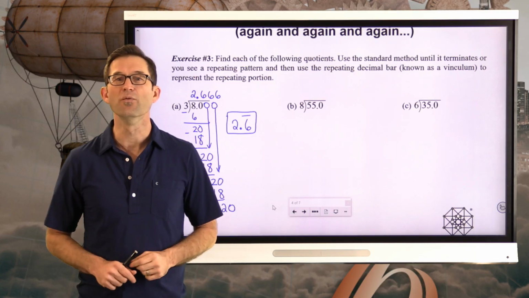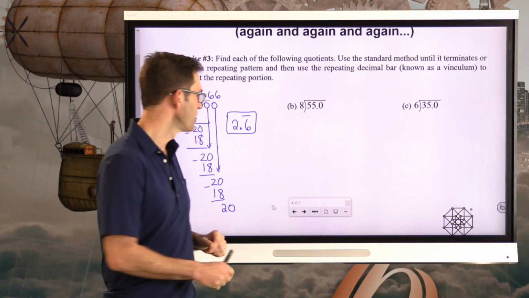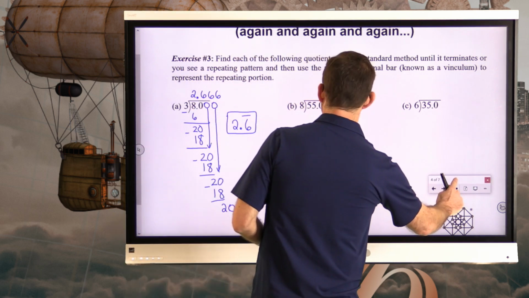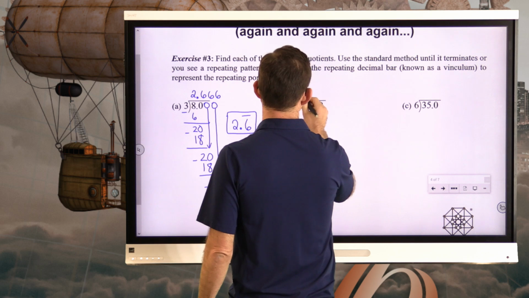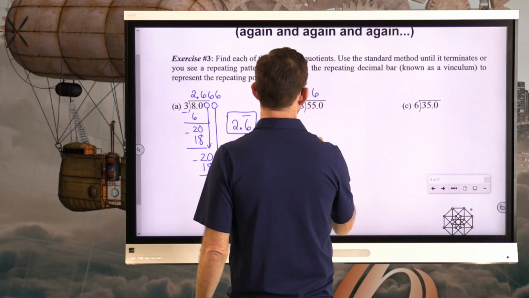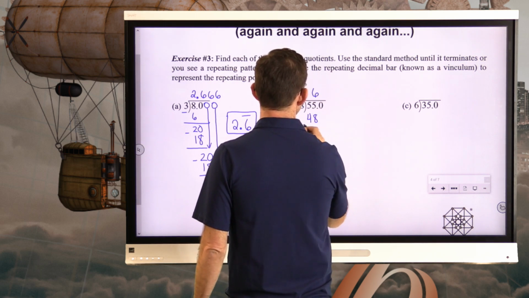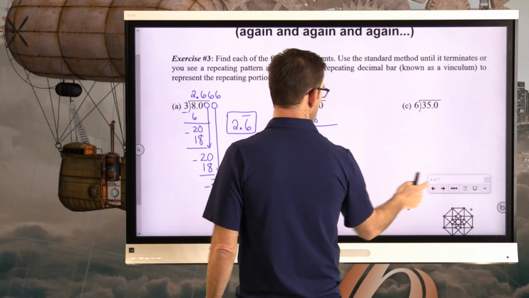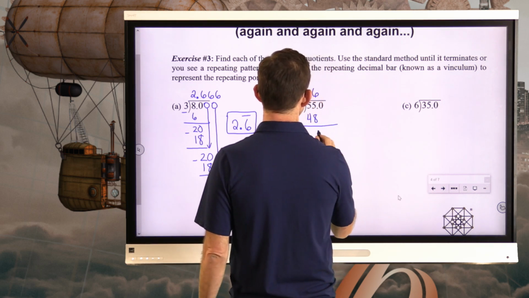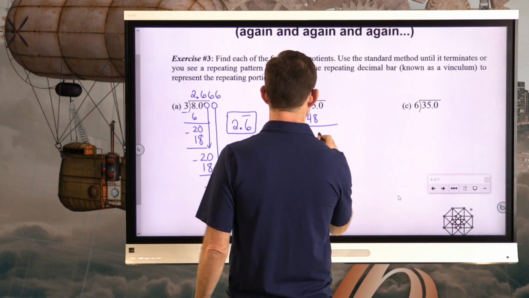All right, let's do 55 divided by 8. Let's take a look. 8 goes into 55, not 7, 6 times. Almost thought 7, but that would give me 56. So now I'm going to have to subtract. And of course, 55 minus 48 is going to be 7.